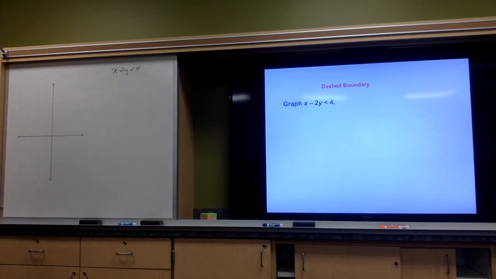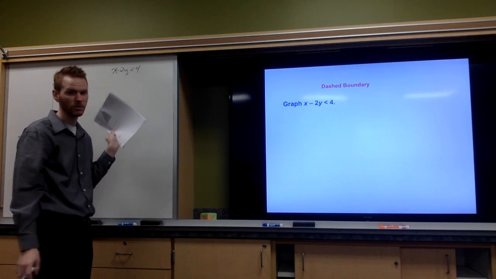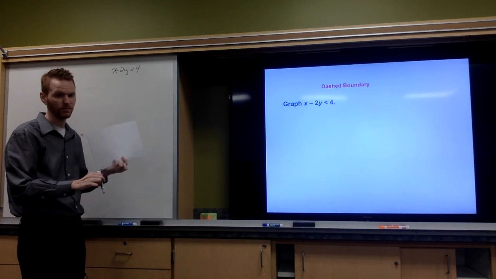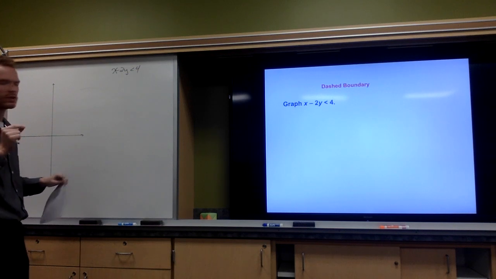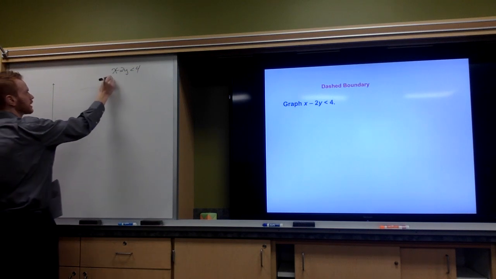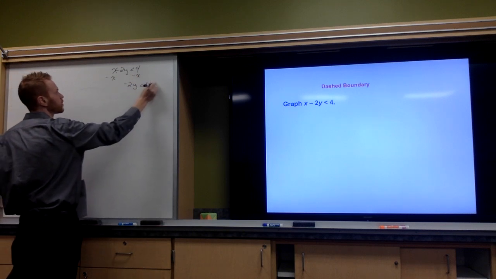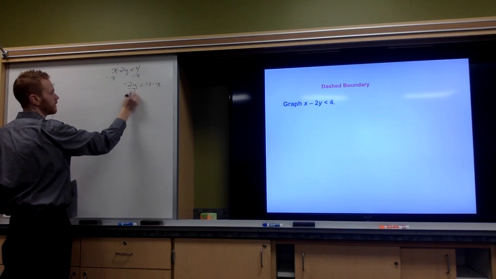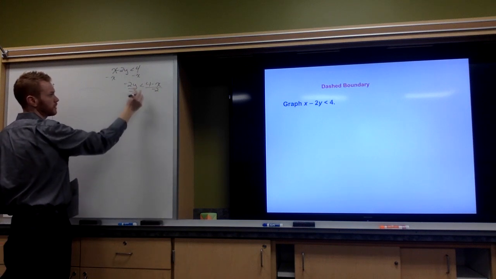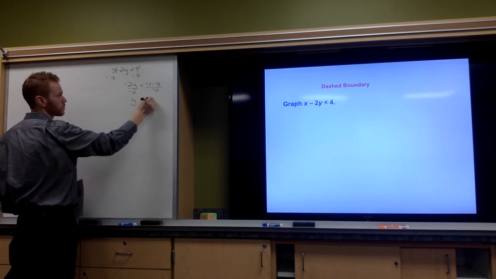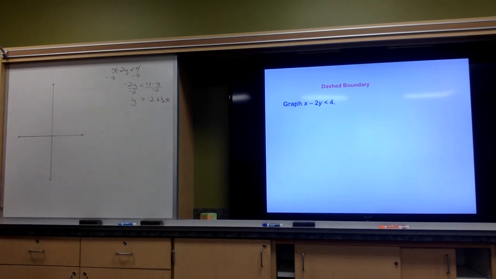Now, we could actually plot zeros in, and then based on the intercepts, draw your line, but I think it's easier to put this in slope-intercept form. So I'll take x to the other side, so negative 2y less than 4 minus x, and then divide both sides by negative 2. Got to be careful because it's going to flip the sign. So we get y greater than negative 2 plus a half x.